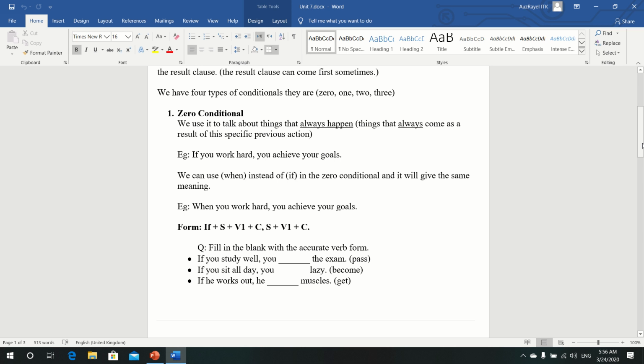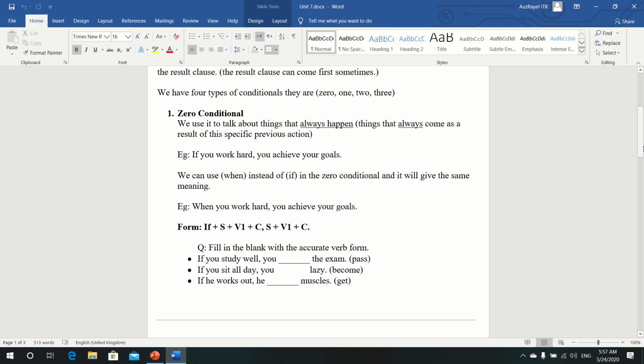We can use when instead of if in the 0 conditional, and it will give the same meaning. So here we say that we can put when instead of if in the 0 conditional. For example, we have said before, if you work hard, you achieve your goals. Exchange the if with the when. It will become when you work hard, you achieve your goals. So it's the same as giving a fact. When you work hard, you achieve your goals. So when do you achieve your goals? When you work hard. Yes. So in the 0 conditional only, we can replace the if with the when.